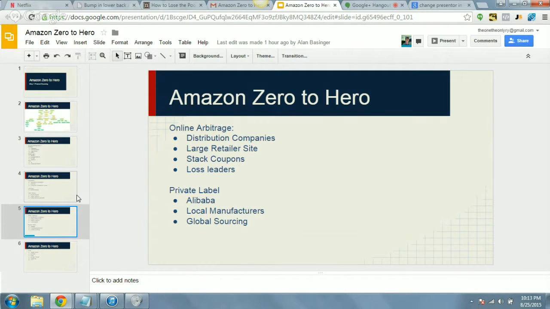Local manufacturers. I personally do not use local manufacturers because I would only use them for two types of products. And that's going to be anything that goes on the human body or in the human body.